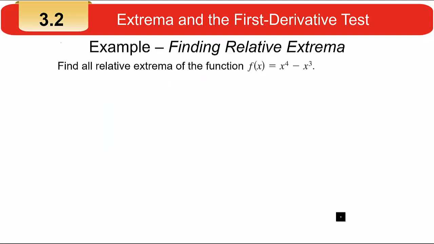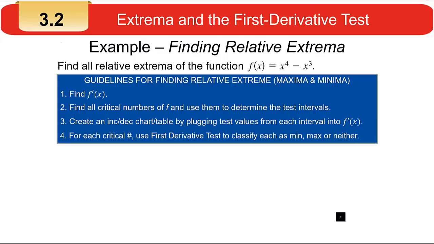Another example. Find all relative extrema of the function f of x equals x to the fourth minus x cubed. This is a simple polynomial function, so there are not going to be any surprises. What do we do? Here are your guidelines. Find the derivative. Simple enough. Find the critical numbers. How do you do that? Well, you're going to set the derivative equal to 0, but if there's something to be factored in that expression, you probably want to do that first.